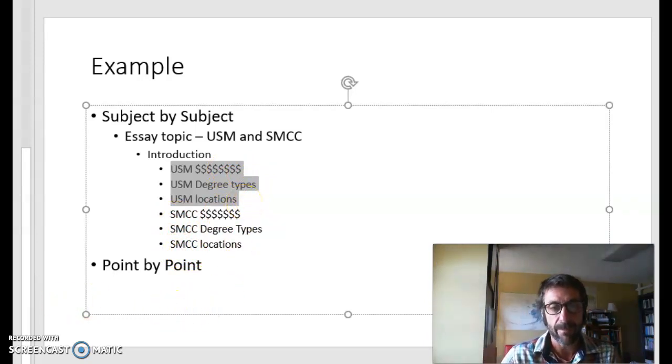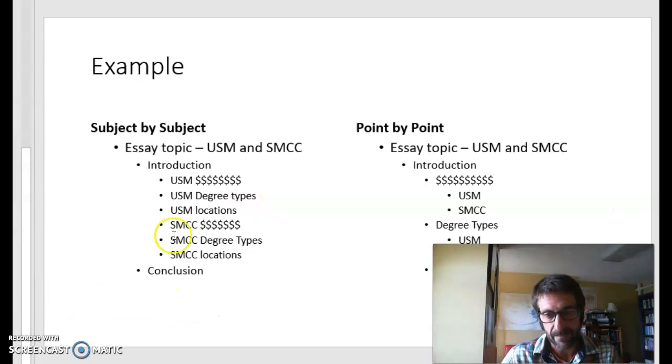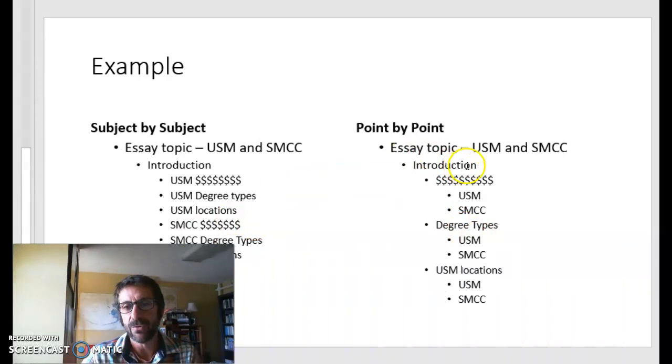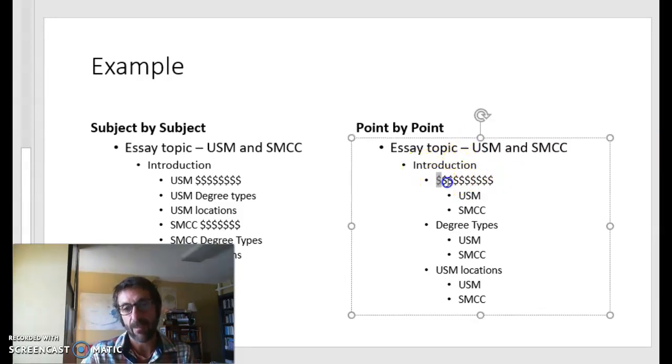organization. For point by point, I would, let's move this over here, use the topics rather than the schools as a method of organization. So for here, I'd have my introduction, and then I'd talk about money. Talk about USM, talk about SMCC. I talk about degree types, USM, SMCC. And then finally locations. I think we know who has the better location. USM and SMCC. Although, I guess it doesn't matter now because of COVID.